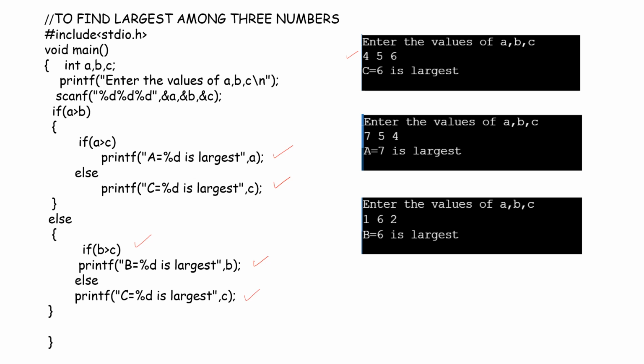So it goes to the else part. Inside the else part, I have b is greater than c, that is 5 greater than 6. This is again false. So this statement gets executed, that is c is equal to 6 is the largest.